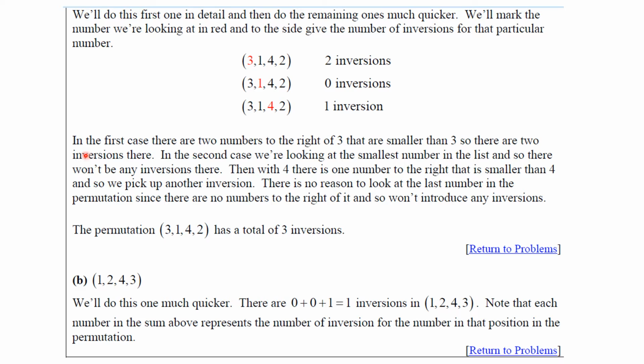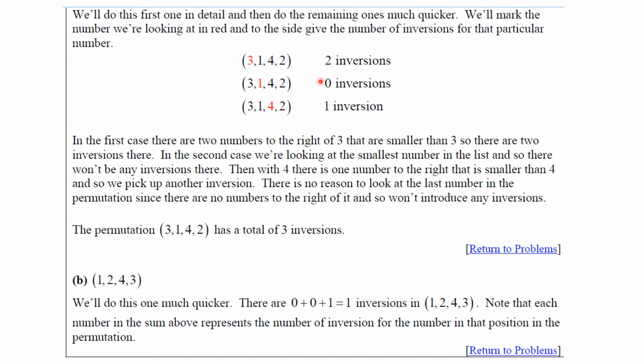In the first case, there are 2 numbers to the right of 3 that are smaller. Let's do this again. Let's do this in detail for the first one; the remaining ones you can do much quicker. So what we're going to do is mark the number we're looking at in red, and to the right give the number of inversions for that particular number.